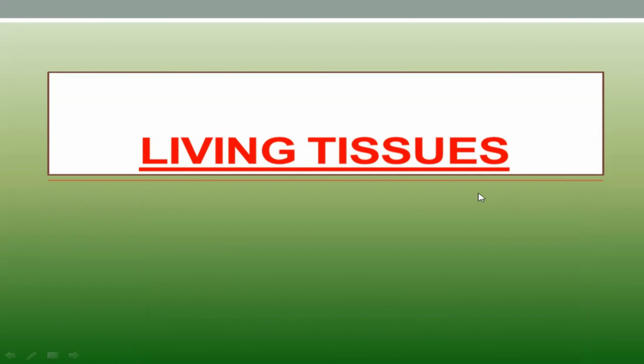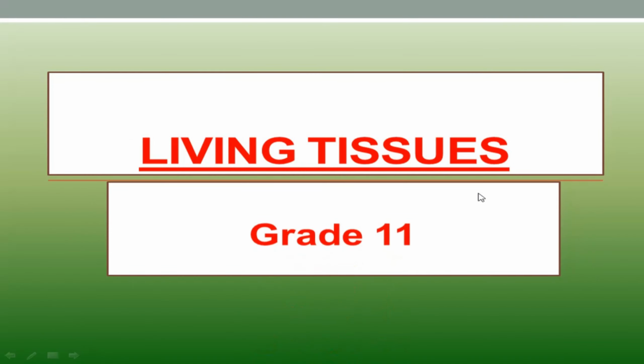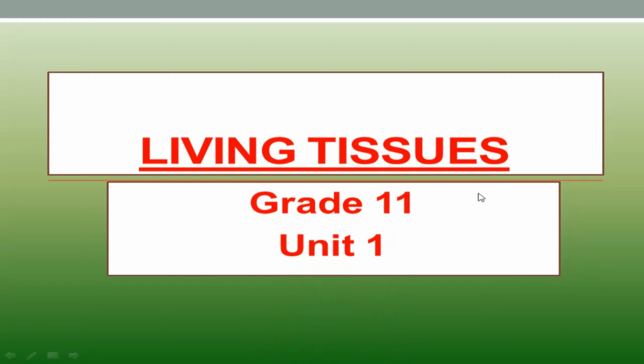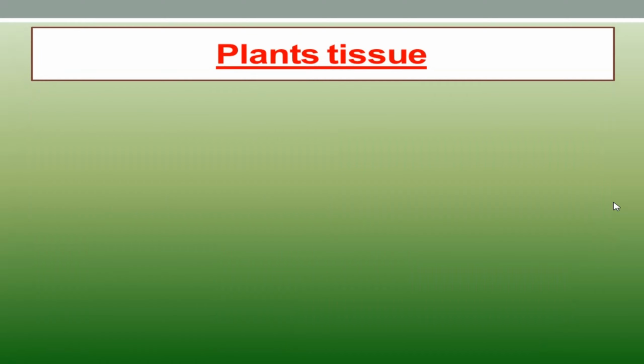Living tissue is Unit 1 of the grade 11. Under this topic, first we have to learn about the plant tissues. As I have told you before, mainly there are two types of tissues, plant tissues and animal tissues.